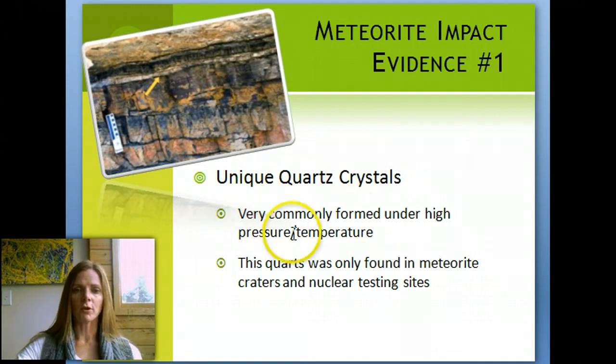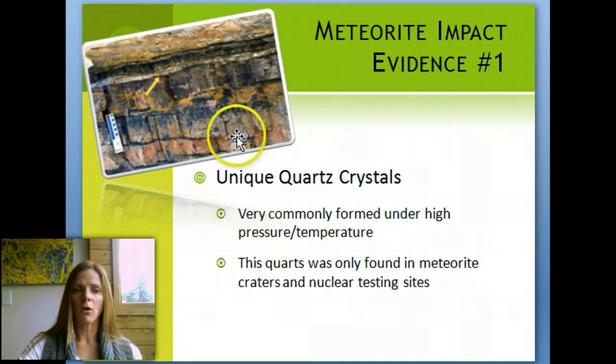Very common, formed under high pressure and temperature. Okay, so think, if there's a meteorite and there's a lot of pressure and a temperature change, you have this layer of quartz crystal that all of a sudden has been laid down. Well, this quartz crystal is only found in meteorite craters and nuclear testing sites.